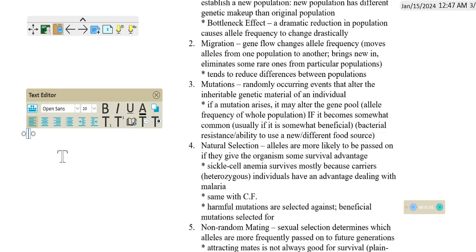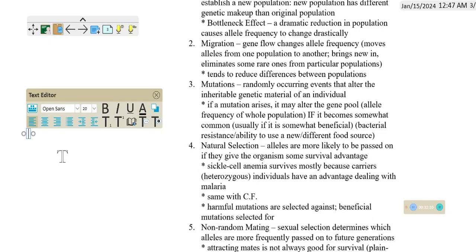Harmful mutations generally, though, are selected against. Beneficial mutations would be selected for. So again, Hardy-Weinberg doesn't apply in small populations, doesn't apply if there's migration, doesn't apply if there are mutations, doesn't apply in case of natural selection, and finally, it also doesn't apply with non-random mating.